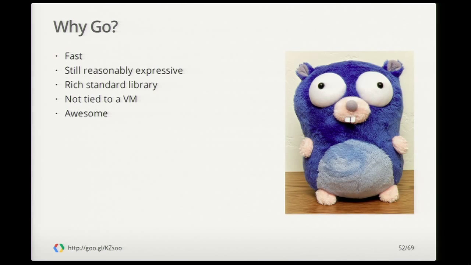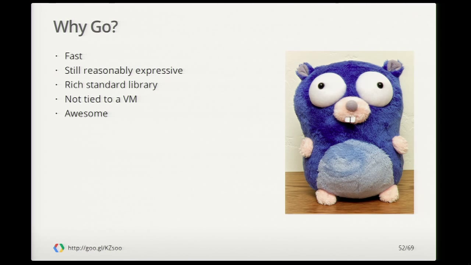So why do we use Go? Well, for one, it's fast. It not only runs fast, but it compiles quickly. I've worked on projects that take 45 minutes or an hour to compile, and it's not fun. It's still fairly expressive for a compiled, statically typed language. You don't tend to miss features from languages like Ruby and Python.